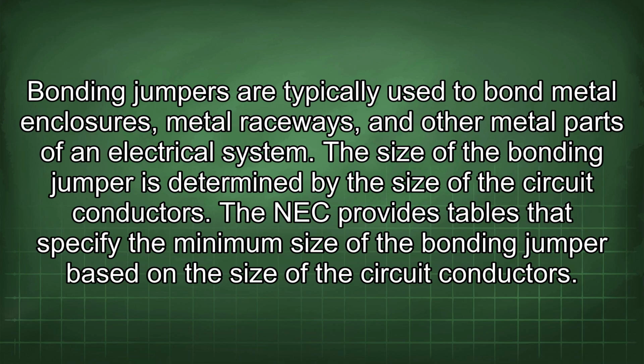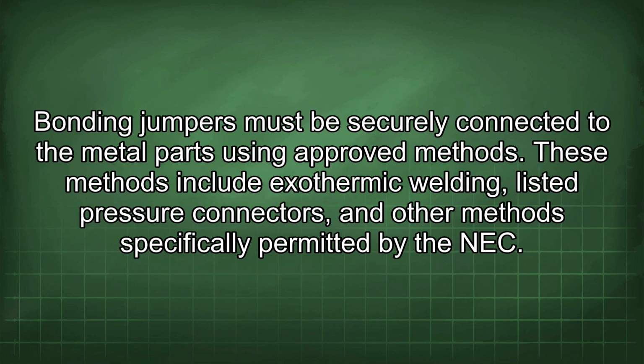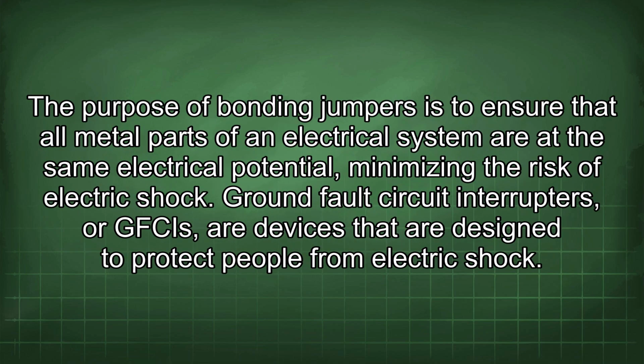The NEC provides tables that specify the minimum size of the bonding jumper based on the size of the circuit conductors. Bonding jumpers must be securely connected to the metal parts using approved methods. These methods include exothermic welding, listed pressure connectors, and other methods specifically permitted by the NEC. The purpose of bonding jumpers is to ensure that all metal parts of an electrical system are at the same electrical potential, minimizing the risk of electric shock.